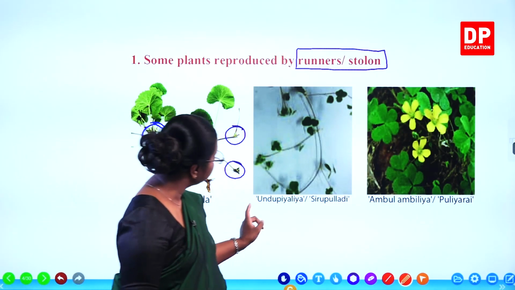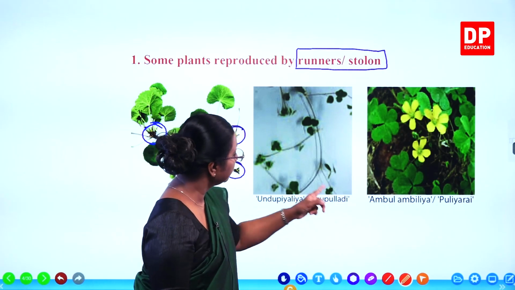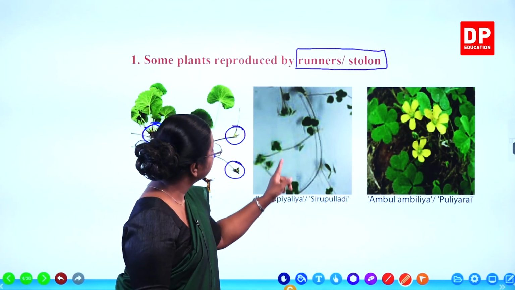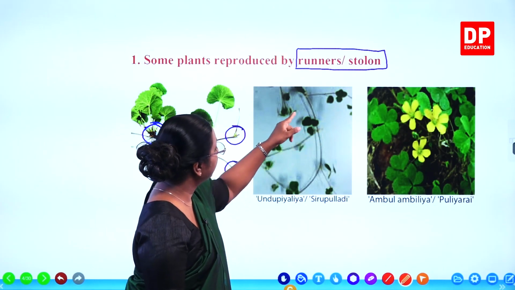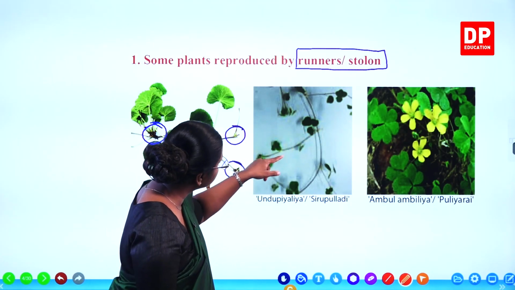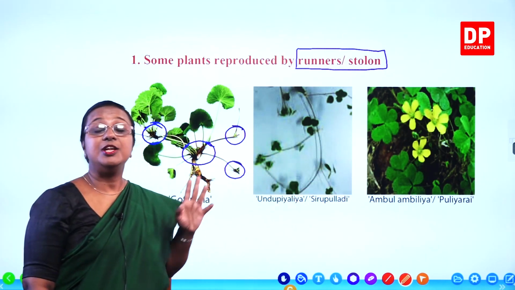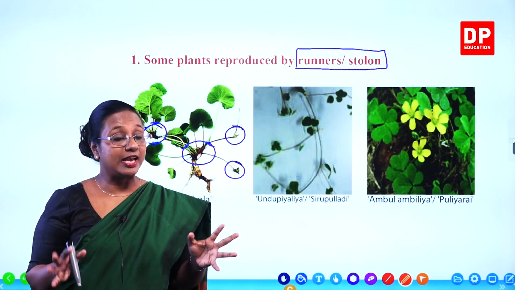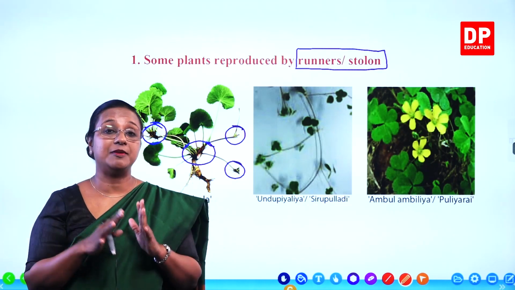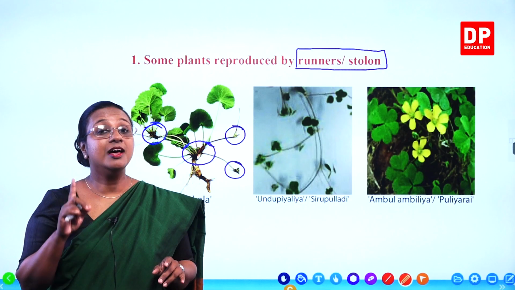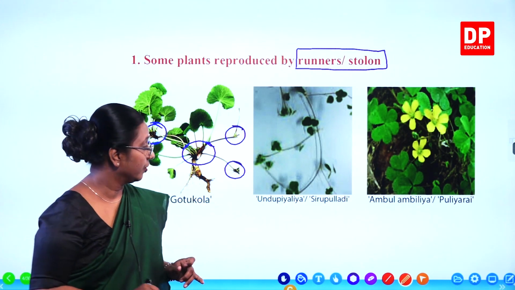Gotukola. The same thing for Undupiyaliya or Sirupulladi. That is another example here. Here also you can see there is a plant here, then it runs along the ground, another plant rooted. So like that, when you look at the picture carefully, you can see there are plants coming from various places from the over the ground stem. That is called the runner or the stolon.